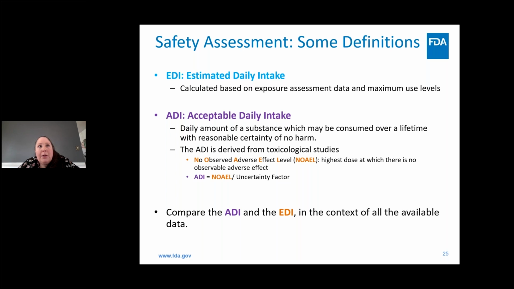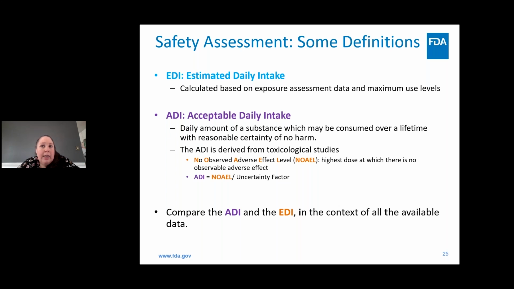And an EDI can be calculated for specific age ranges, like 2 to 5, 18 plus, or it could be calculated for the general population. We call this a 2+ calculation. In contrast, the ADI, or acceptable daily intake, this is the amount of a substance that can be consumed on a daily basis that we would expect no harm to the consumer.